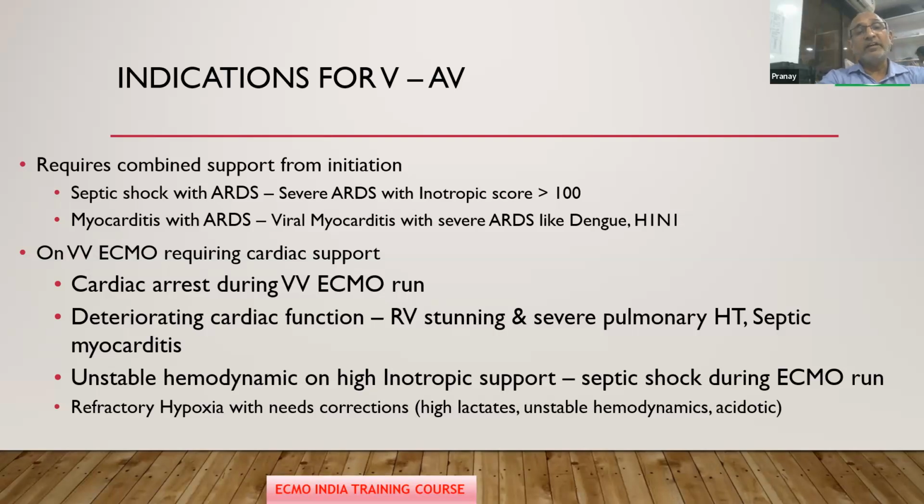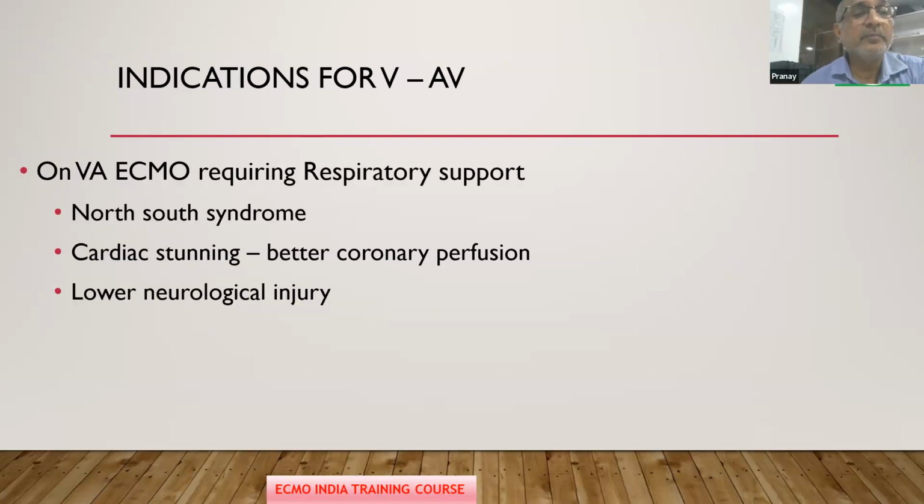Or in case of refractory hypoxia, which needs correction, that is most important. If there is refractory hypoxia, but lactates are fine, you may not do anything. But with refractory hypoxia where the lactates are going high, hemodynamics are unstable, and the patient becomes acidotic, then in that case you need to correct that and you might have to switch over to VAV ECMO.